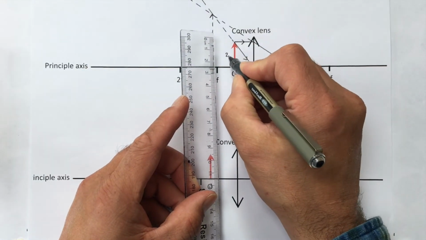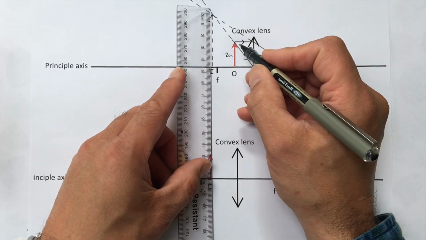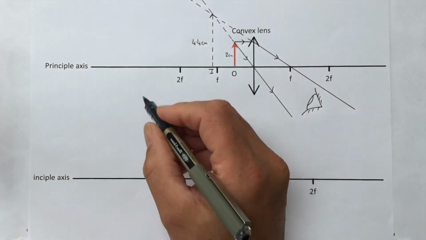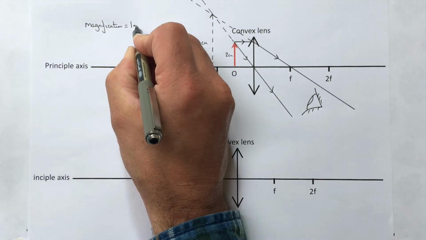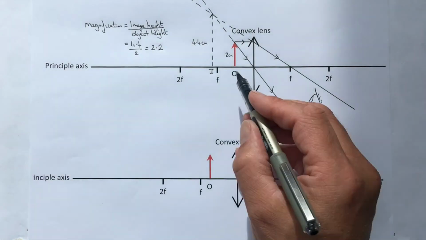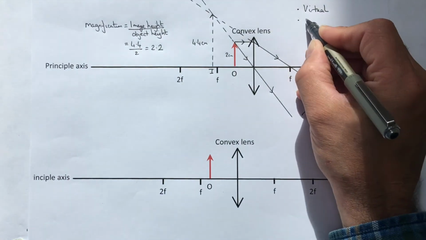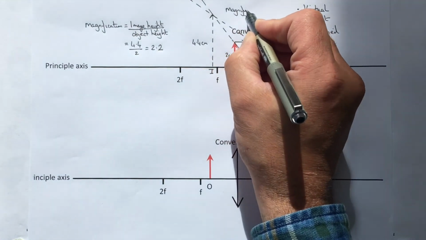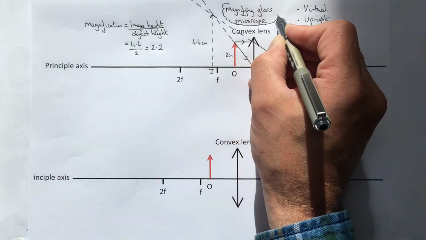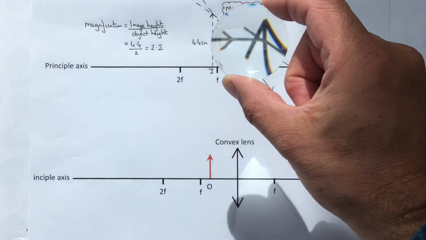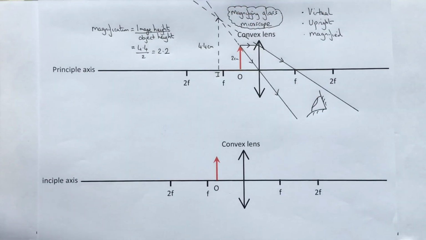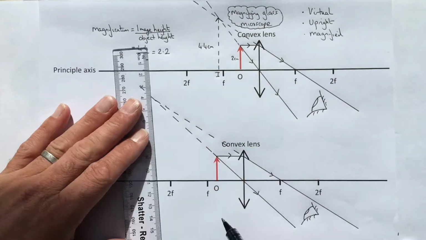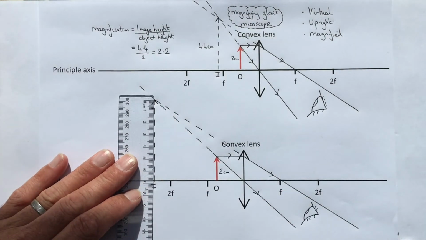You'll notice I've used dotted lines to draw the image, and you can see that it's produced on the same side of the lens as the object. It is upright, it is magnified, and it's virtual because you cannot focus it on a screen. So the use of this would be a magnifying glass or a microscope, or for reading glasses. So let's draw one final diagram for a convex lens, where the object is even closer to the focal length of the lens. And you can see that it produces an even larger virtual image.